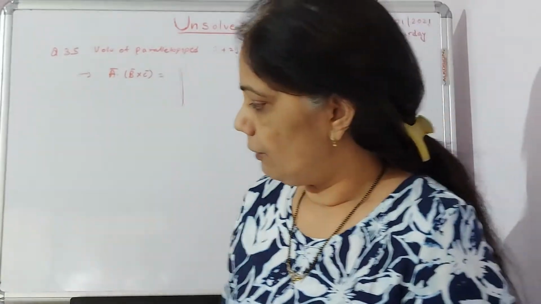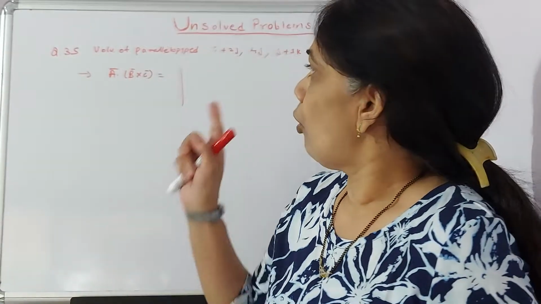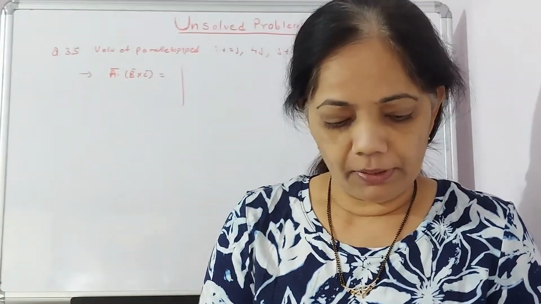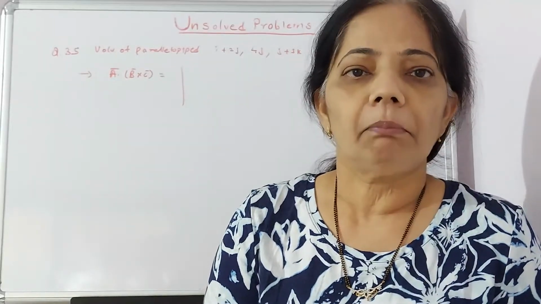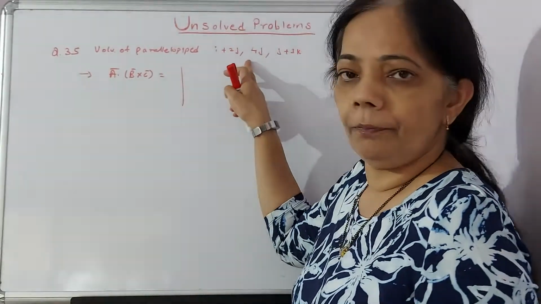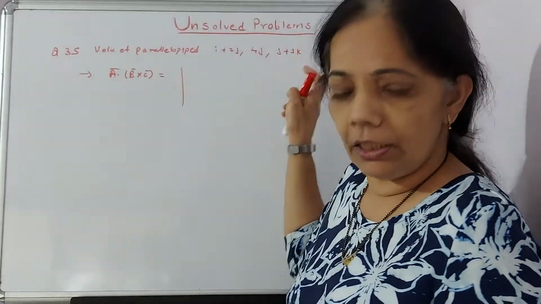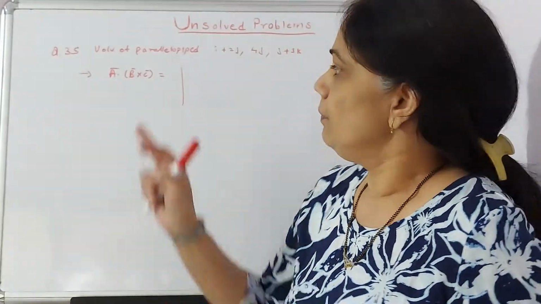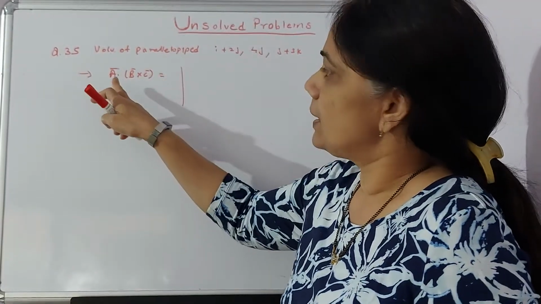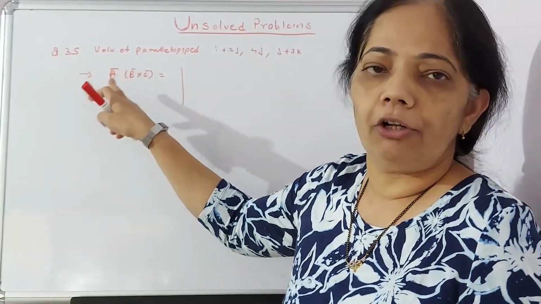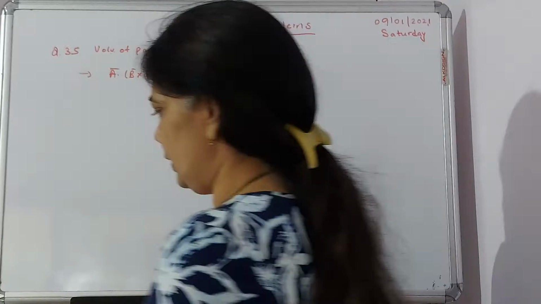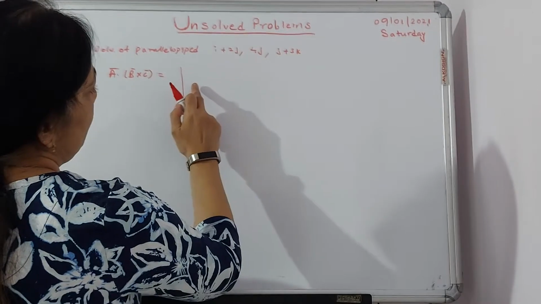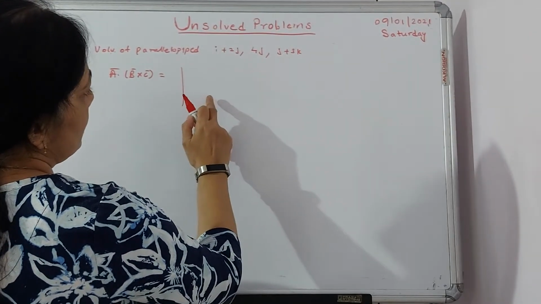The question is, find the volume of the parallelepiped whose three coterminous edges are described by the vectors i plus 2j, 4j and j plus 3k, correct? And you need to find the volume of the parallelepiped. What is the formula for the volume of a parallelepiped? It is the scalar triple product, A dot B cross C. How do you write this A dot B cross C? In a determinant with ax, ay, az, bx, by, bz and cx, cy, cz.